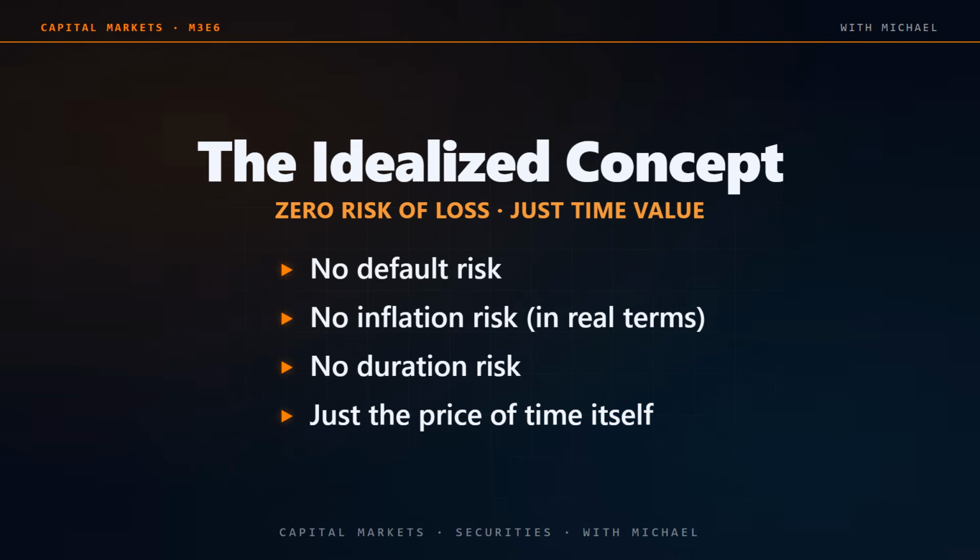This idealized concept is foundational to economic theory. The capital asset pricing model, the discounted cash flow valuation of stocks, the Black-Scholes option pricing formula, all of these reference the risk-free rate as their primary input. Get the risk-free rate wrong and every downstream valuation is wrong.